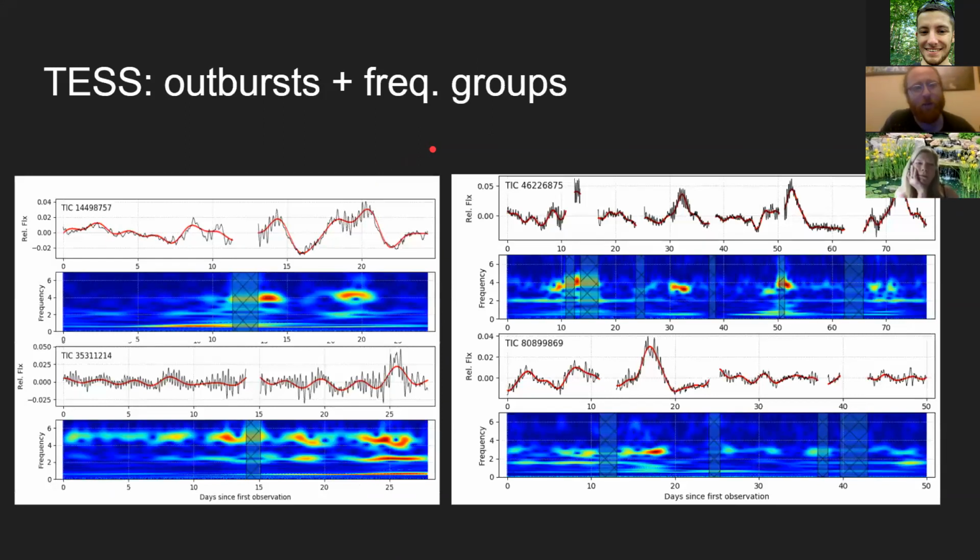Just another quick few plots to show some of the different types of, not different types, but different morphology of flickers maybe. So like in this top right plot, these events seem to repeat on maybe a 20-day timescale or so. And you still see enhancement of these frequency groups at the time of these events.